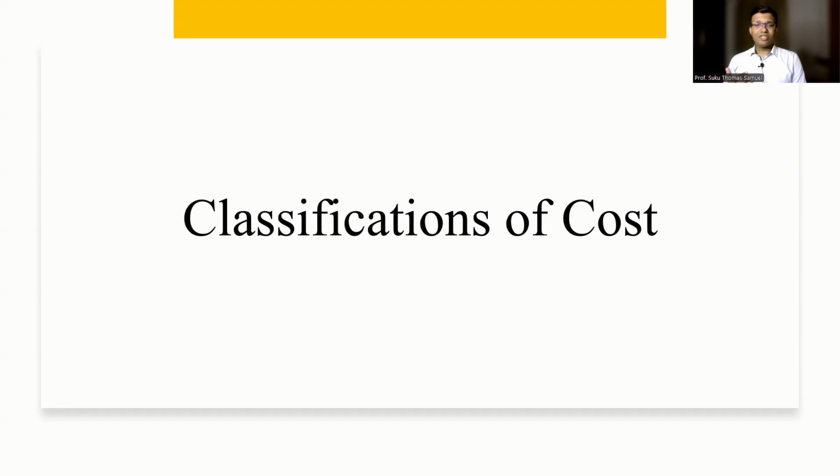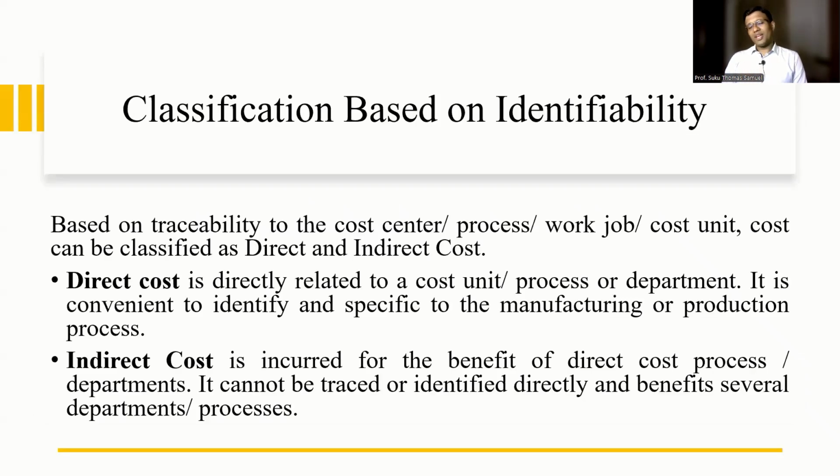Depending on different types, different categories, costs can be classified into many. We will be discussing some important classifications of costs in this video. The first classification that we would be talking about is based on identifiability. Based on how quickly or how effectively you're able to trace the cost, cost can be broadly classified into two. You have direct cost, you have indirect cost.